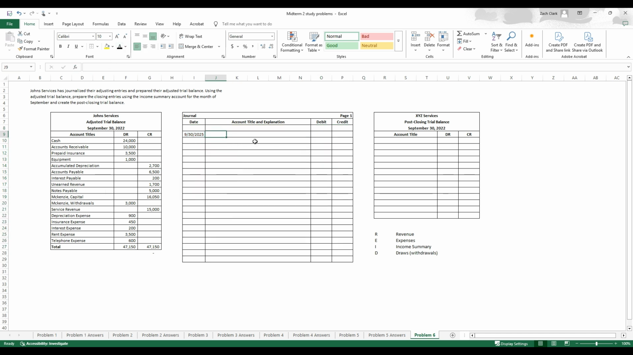That's fine. Okay. So remember, we're closing revenue first. And recall that with our closing entries, we're always doing the opposite. It's like opposite day, right? So if it's a credit balance, which it should be for revenue, remember our credit normal balance, then we're going to debit service revenue.